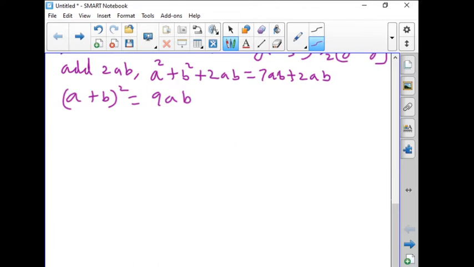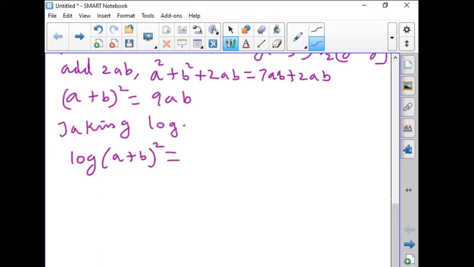So now take log both the sides. So taking log, we can write this as log (a plus b) the whole square is equal to log 9ab. Okay, or we can take this 9 to this side. One more step we will do it. So this we can also write as ((a plus b) by 3) the whole square is equal to ab.